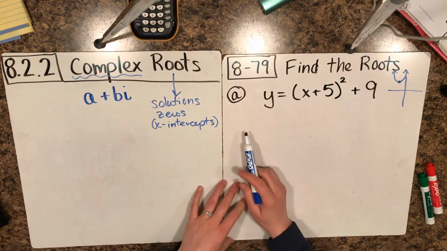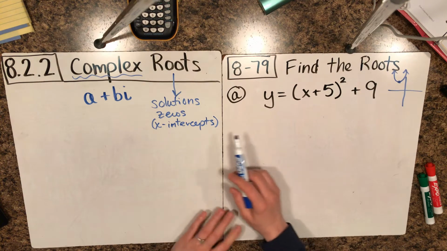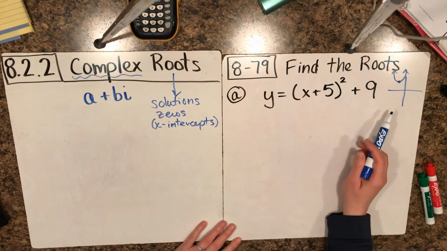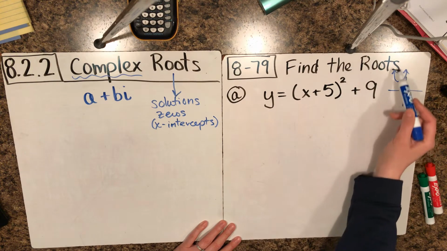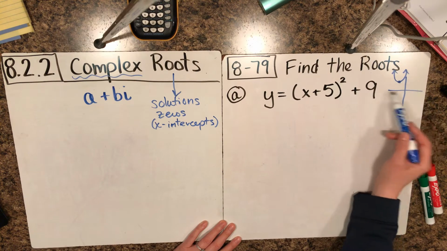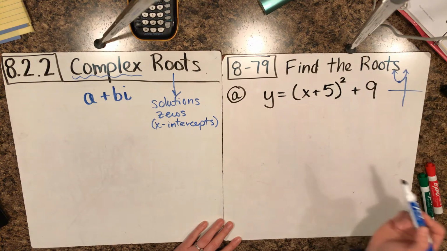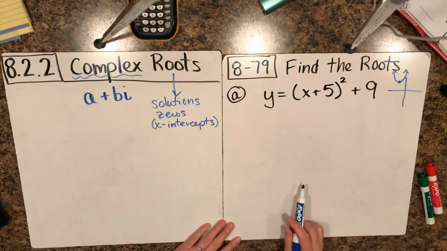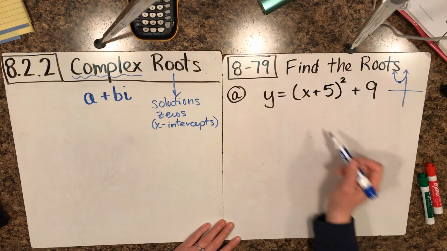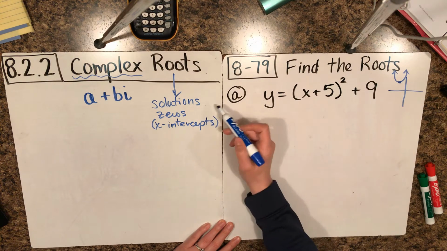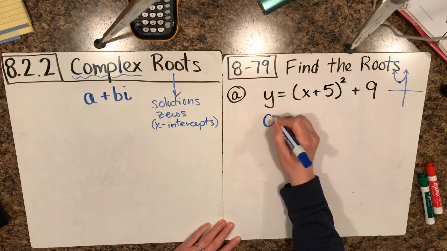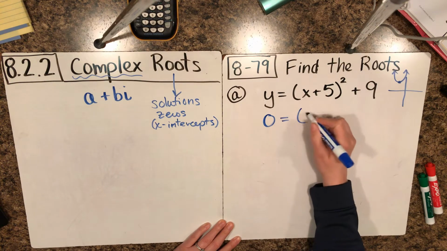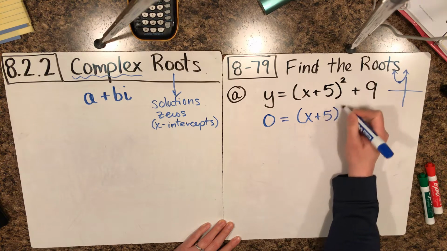But remember, based on what we've been learning this week, it doesn't mean that it doesn't have any solutions at all. It just means they're not going to be real solutions. Okay? So if the graph never crosses the x-axis, it will only have imaginary or complex roots or solutions. In order to find the roots, just like we would find solutions or zeros or x-intercepts, we would put a 0 for y and we would be solving for x.